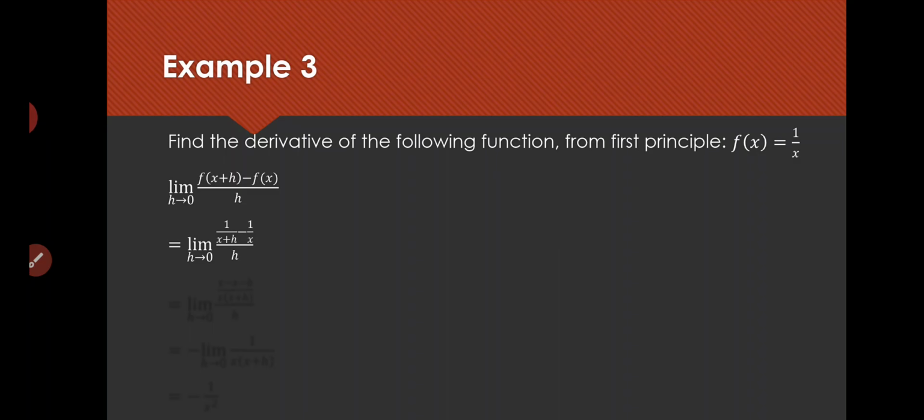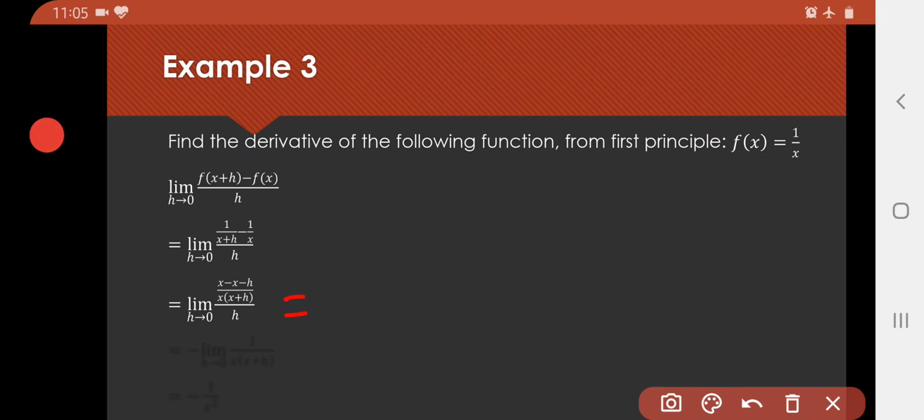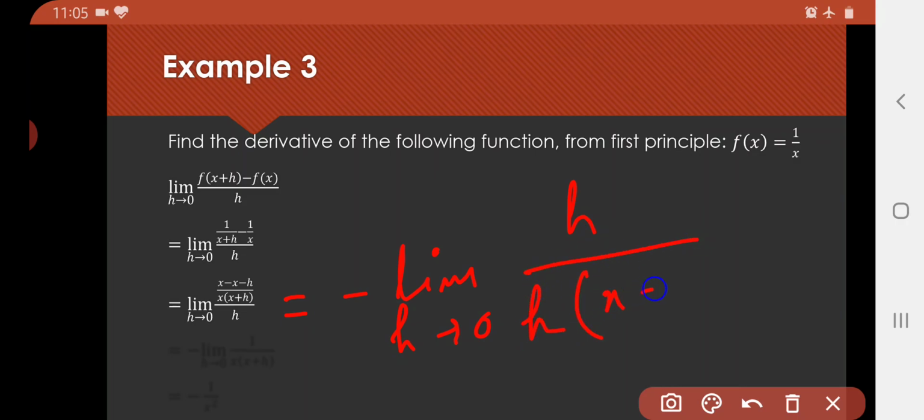Now let me take the LCM and calculate. If I take the LCM, this is what I get in the numerator: x minus h, by x into x plus h. Now x minus h is basically minus h. So what happens? x and x get cancelled, minus h, and that negative comes out. And h divided by h gets cancelled. Let me write that intermediate step here. So this is basically minus of limit h tends to 0, h by h into x plus h, or there is another x, h into x plus h.